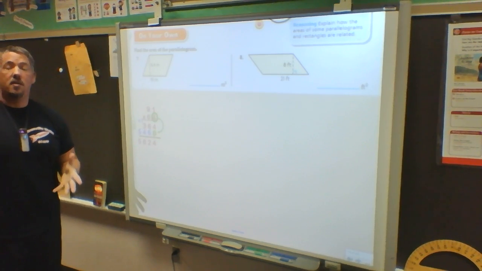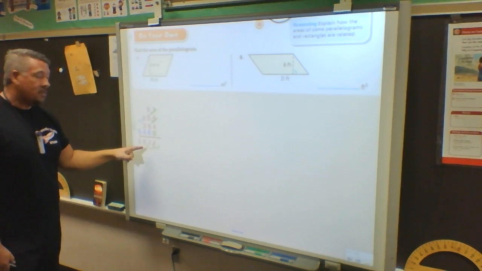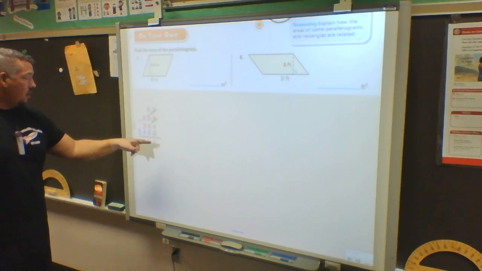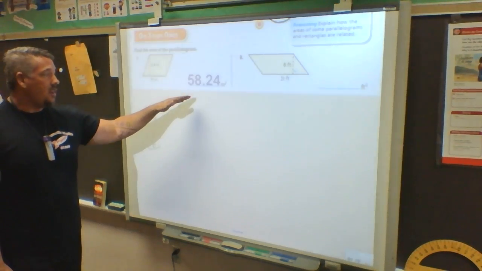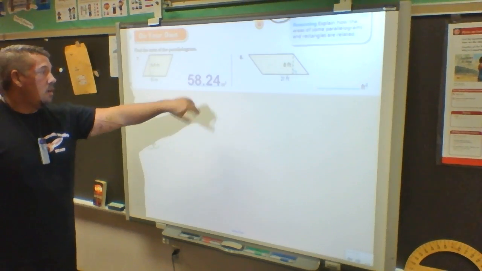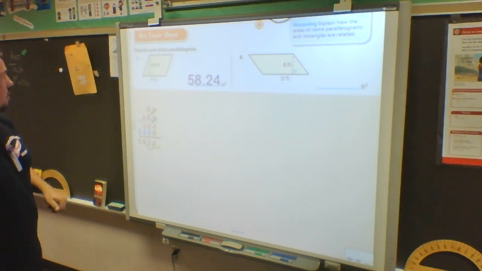Once again, multiplication of decimals. I have to count decimal spaces and move from right to left 2 times. So when I move from right to left 2 times, then I know what I have is 58.24 square meters. Once again, area labels have to be squared.